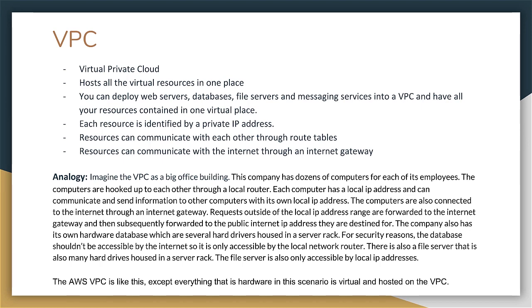So imagine this building, and everything that is hardware in this scenario is virtual and hosted on the VPC in cloud computing. So that's how it works. VPCs essentially allow you to have a very robust and complex infrastructure that previously would have cost hundreds of thousands of dollars. And with cloud computing in AWS, you can have this entire infrastructure for only $100 or so per month, which is insane. And that's really the magic of cloud computing.